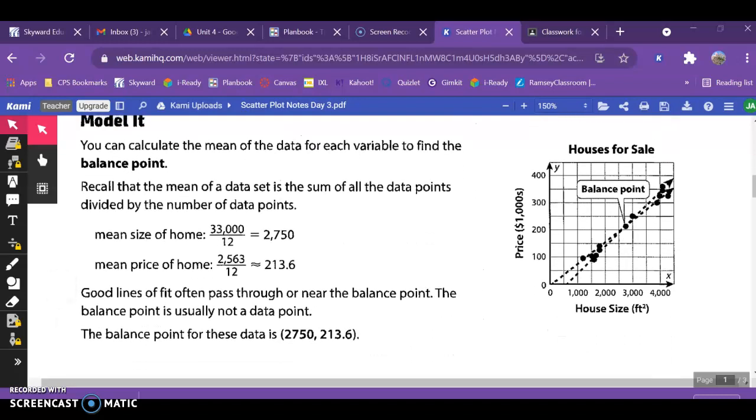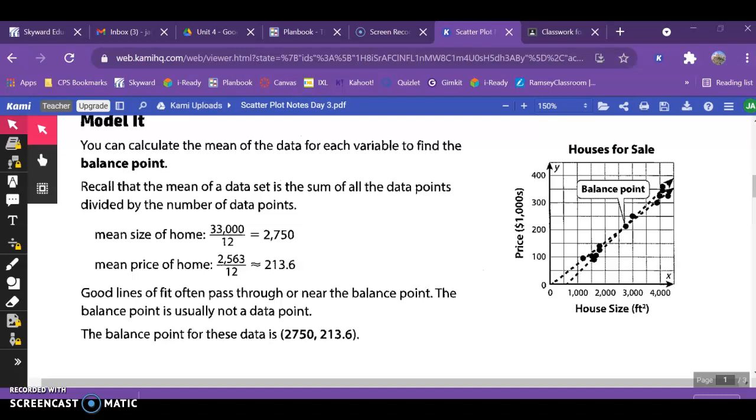Now, if we need to get more mathematically involved with this line of best fit, we can find what's called a balance point. And a balance point is the middle of the two sets of data. So you find the average of the house size: you add up all the house sizes and divide by how many there are. And then you find the middle of the prices: you add up all the prices and divide by how many there are.